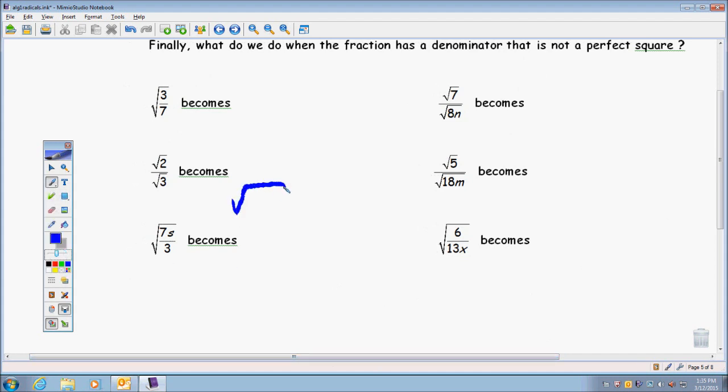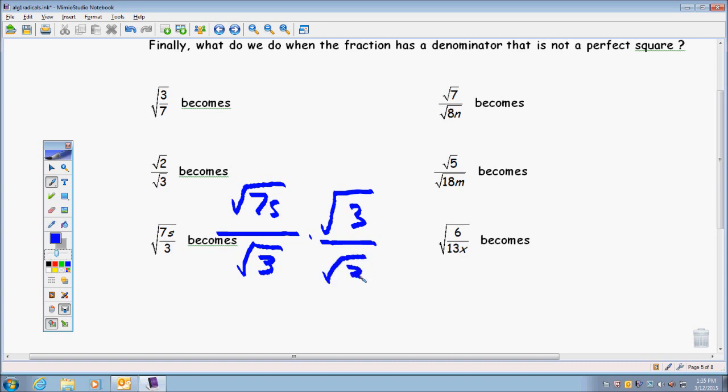Okay, this could become radical 7s over radical 3. Got to get rid of that radical 3, so we're going to multiply the top and bottom by radical 3. Literally, whatever's in the denominator is what you're going to multiply. So, you're going to multiply these together. You can multiply anything by anything, so you can get 21s. And that cannot be broken down anymore, so we're done.